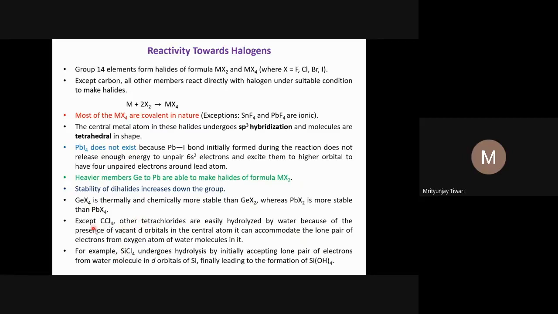It means, again I'll read this, except CCl4, other tetrachlorides are easily hydrolyzed by water. And why will they be hydrolyzed? Because they have vacant d orbitals, and CCl4 will not be hydrolyzed because it doesn't have vacant d orbitals. So these vacant d orbitals behave as electron acceptors, and in the first step itself, accept a lone pair from the water molecule, forming a coordinate bond, and later on we will see further changes. For example, SiCl4 undergoes hydrolysis by initially accepting lone pairs of electrons from water molecules in the d orbitals of silicon, finally leading to the formation of Si(OH)4.